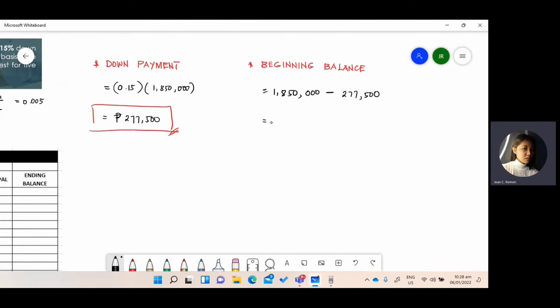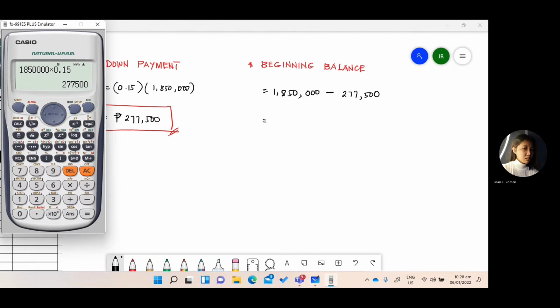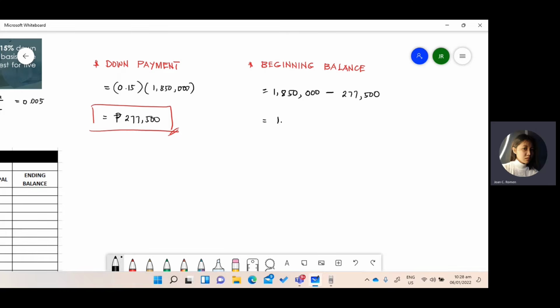Minus yung dinown natin, which is 277,500. And that is equal to 1,850,000 minus 277,500 is equal to 1,572,500. So, 1,572,500. Okay? So, ito na yung remaining balance. Ito na yung beginning balance mo. Dito po mag-start yung 6% interest compounded monthly.